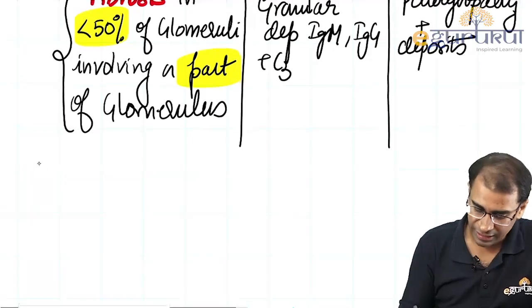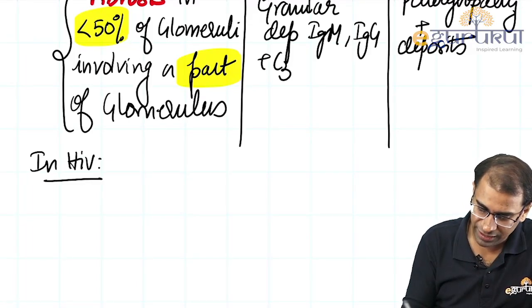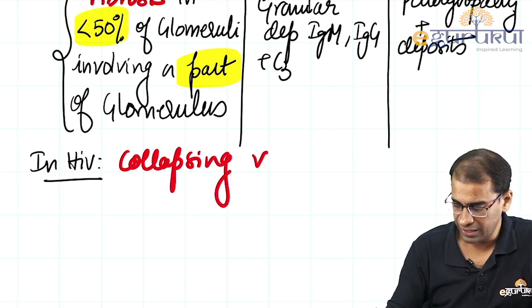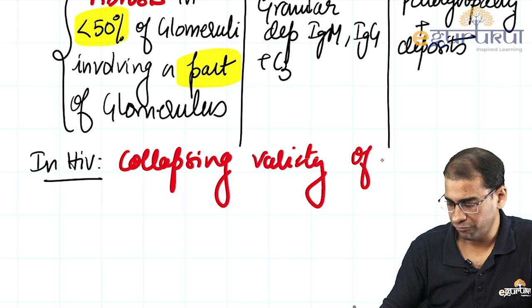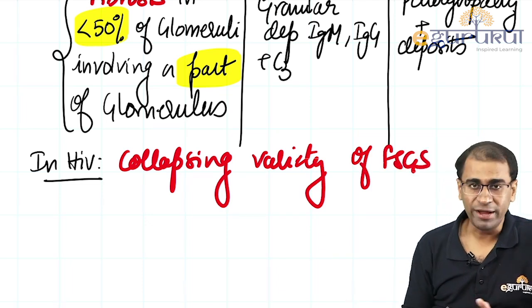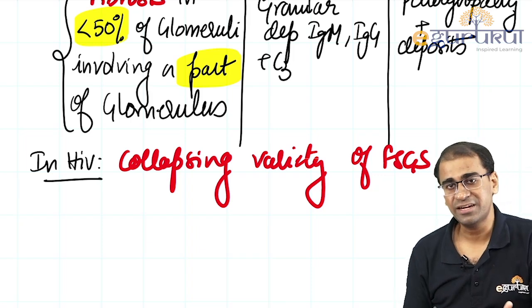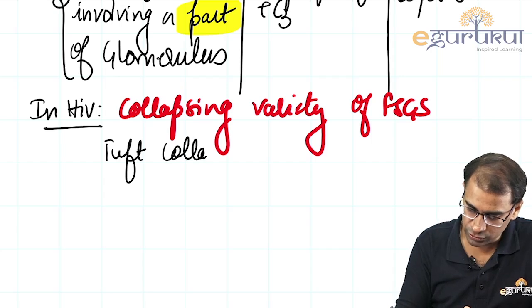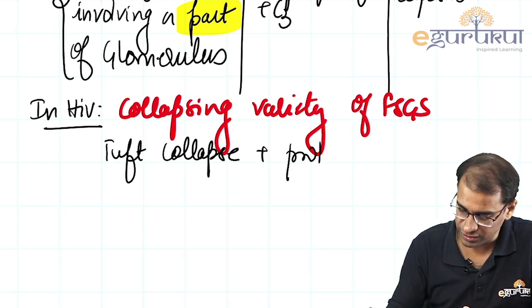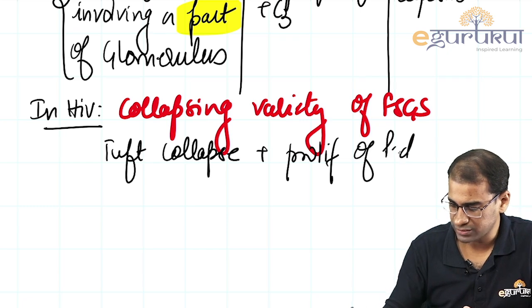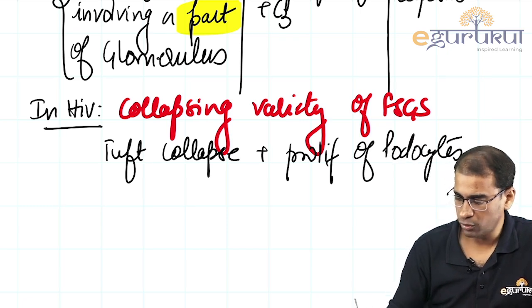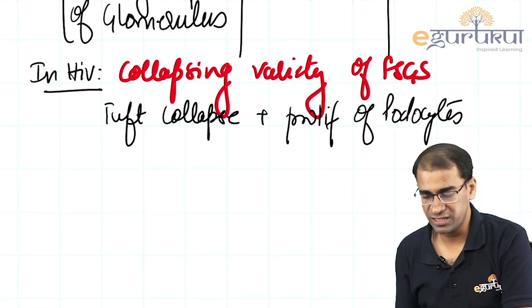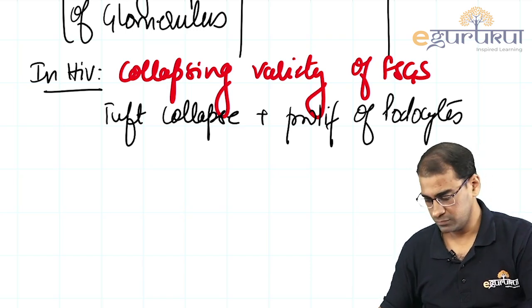Remember one thing, in HIV, you find a type of FSGS called the collapsing variety of FSGS. Why collapsing? Because in this variety the entire tuft collapses, and along with the tuft collapse, you see proliferation of the podocytes. Okay, it is seen in HIV.